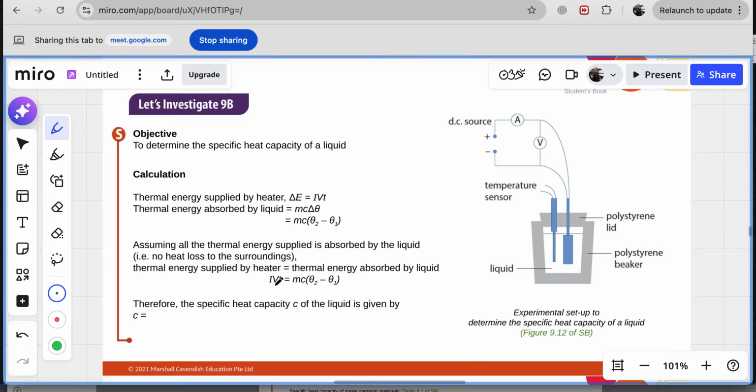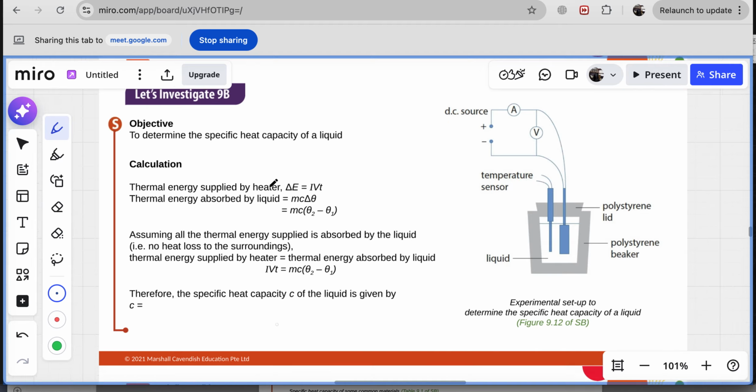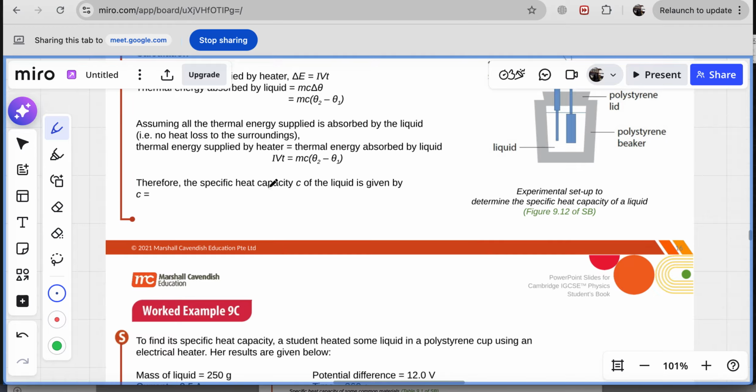And then the formula IVT. This IVT means energy. You know, right? Energy is IVT. I've derived all this: formula equals mass times specific capacity times change in temperature. Change in temperature means theta 2 minus theta 1. Don't be confused. We've done that already. So specific capacity, you make this one the subject. It means IVT over mass times change in temperature, where I is the current, V is the voltage, T is the time. If you want to calculate energy, it's IVT. Then you divide by mass times change in temperature, you get your specific capacity.